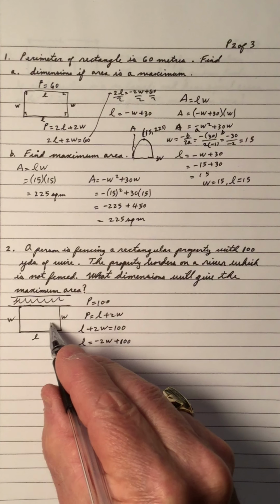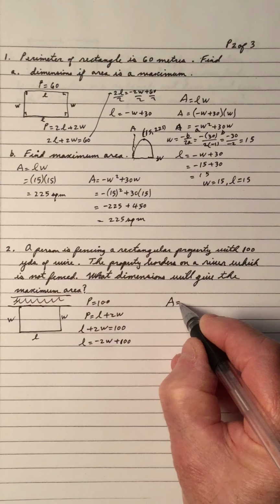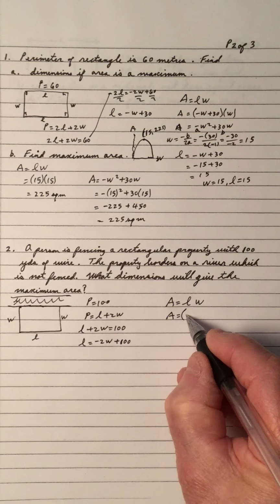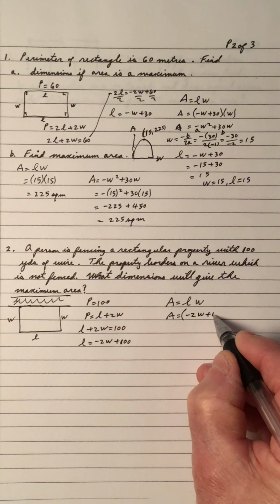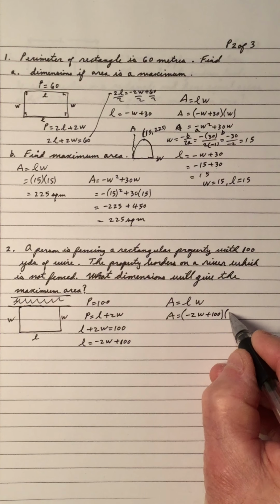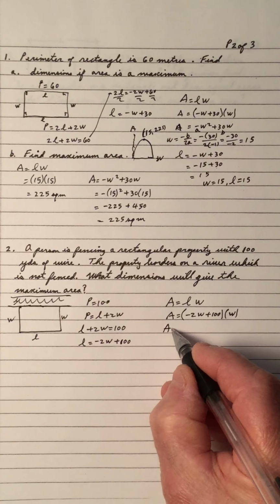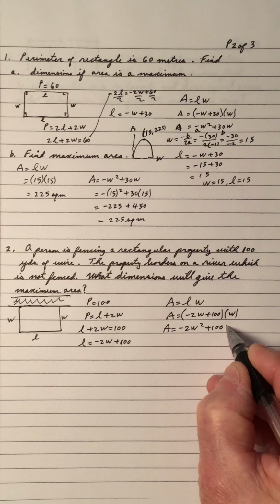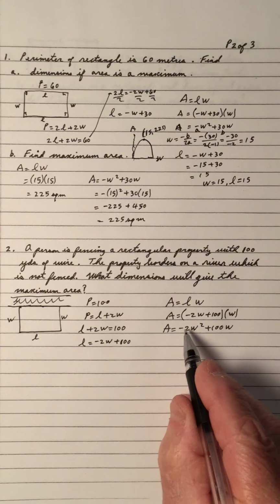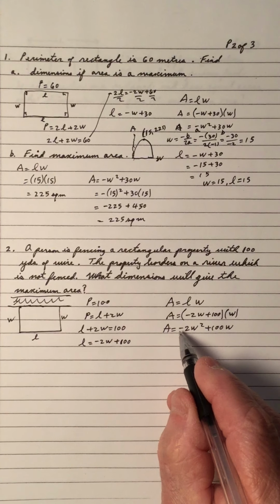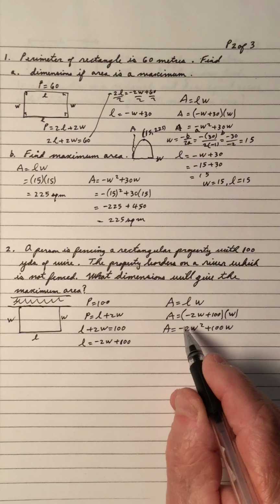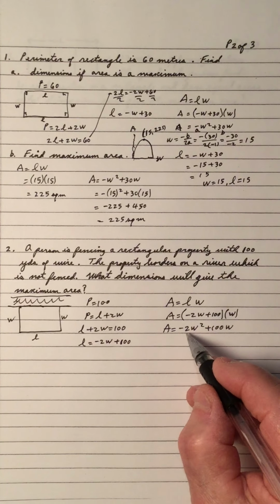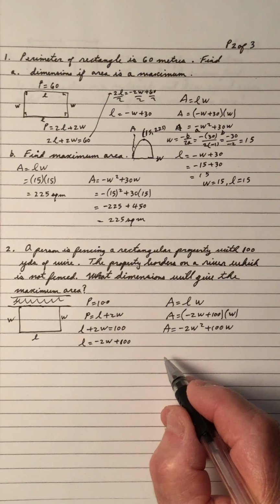So the area of the rectangle is length times width. So the area, the length, is negative 2W plus 100 times W. So the area is negative 2W squared plus 100W. Notice I have a quadratic, and this is a negative A, so it's again very similar to this. It's going up and then coming down, so it's a maximum.